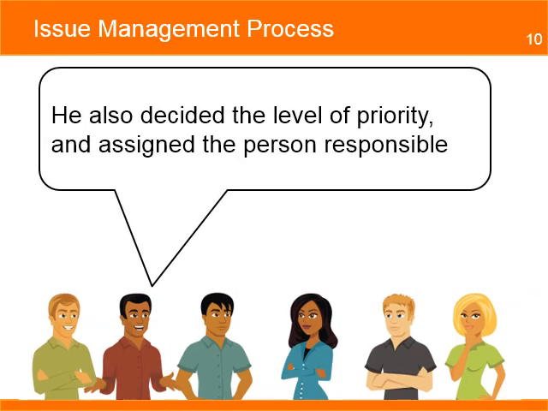If the issue was significant, he will enter all information, decide the level of priority, and assign the person responsible, which in all previous cases was the project manager. He was also in charge of informing the program director on the status and solution of the issue.